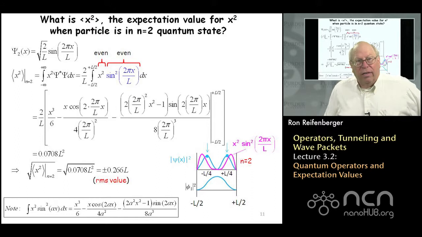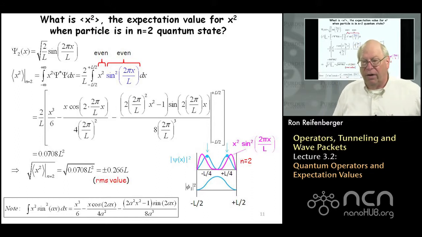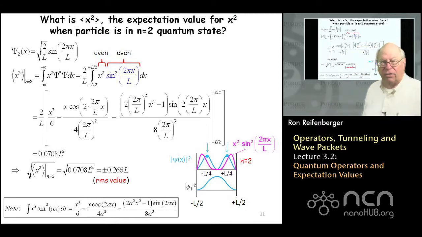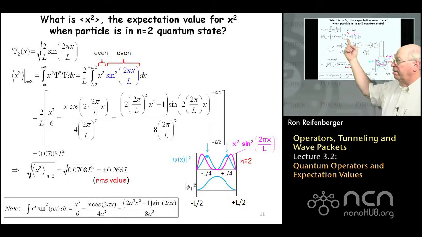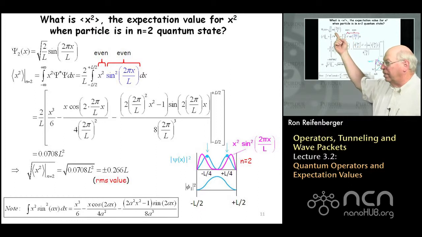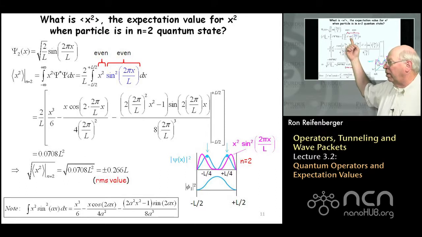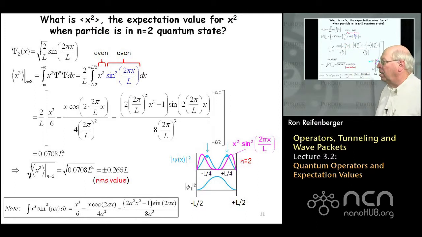The second question is, what is the expectation value for x squared? The calculation now is a little bit more detailed, but basically you're evaluating the integral of x squared times psi squared, where the wave function psi is the n equals 2 eigenfunction for the infinite square well. Now you can see that we've got an even function, x squared, multiplied by an even function, sine squared. So this integral is going to be non-zero. And I just work out the integral here. This identity is particularly useful.